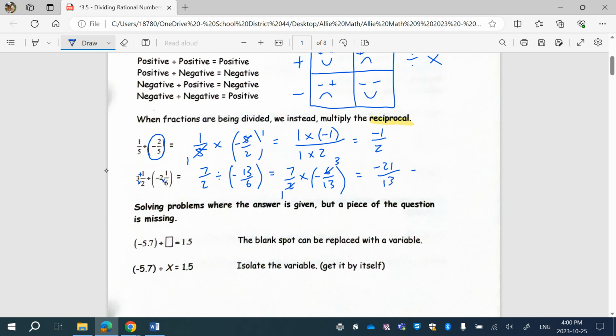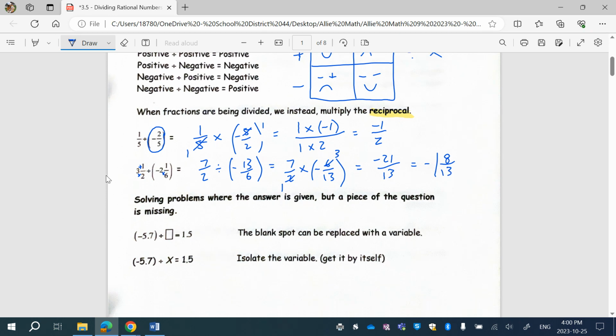And one final step, let's convert back to a mixed number. 13 can go into 21 once without going over. And the difference there is 8 over 13 left over.